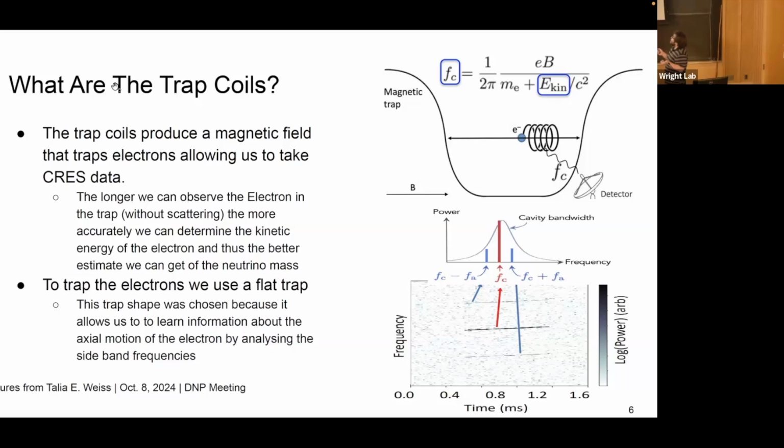Additionally, the shape of the trap matters because there are many different traps that we could use. If we used a simple harmonic trap, the information that we gather from these sidebands here, which is just related to the axial motion, won't have any sort of impact on our results. Whereas if we have this flatter trap, the sidebands will give us information about the average magnetic field experienced by the electron. So when we put that into our data analysis, it gives us more information about the energy of the electron.